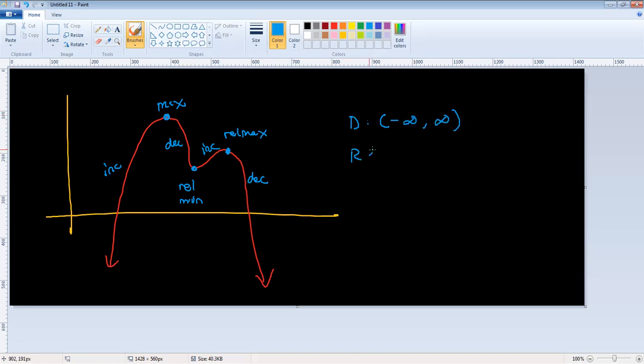The domain of this is negative infinity to infinity. And the range is going to go from negative infinity to the max. And these are going to be our intercept points. This one and this one. This is an x intercept, and this is an x intercept.